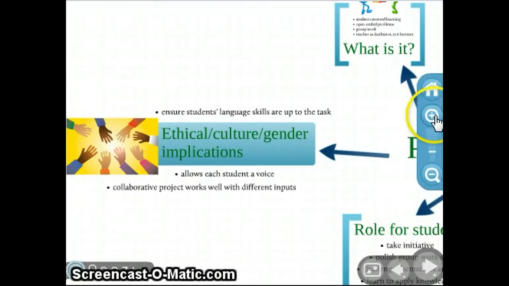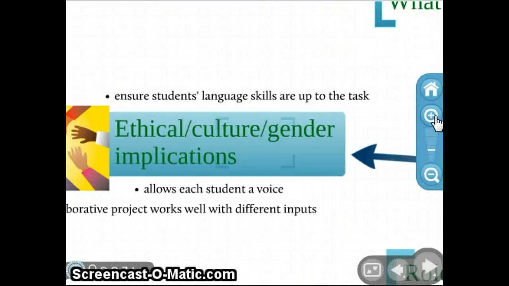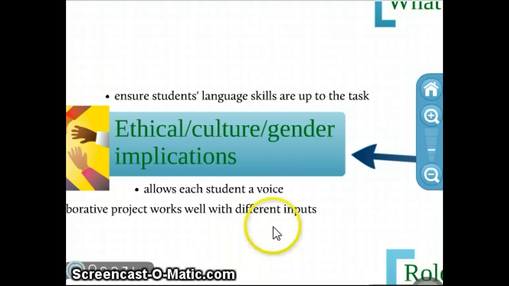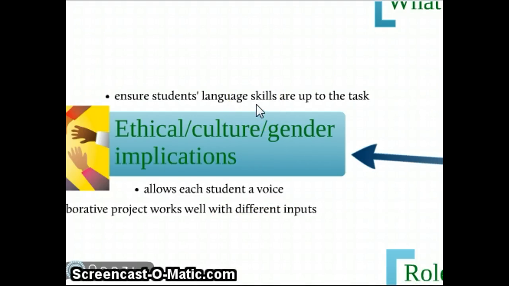Finally, let's talk quickly about the ethical and cultural and gender implications of this strategy. One thing it's important for teachers to do is to ensure that students' language skills are up to the task. For example, if you have a student that speaks English as a second language and isn't very good at oral communication, they're going to have a lot of trouble in a group work assignment like this. So that's something to keep in mind as a teacher.